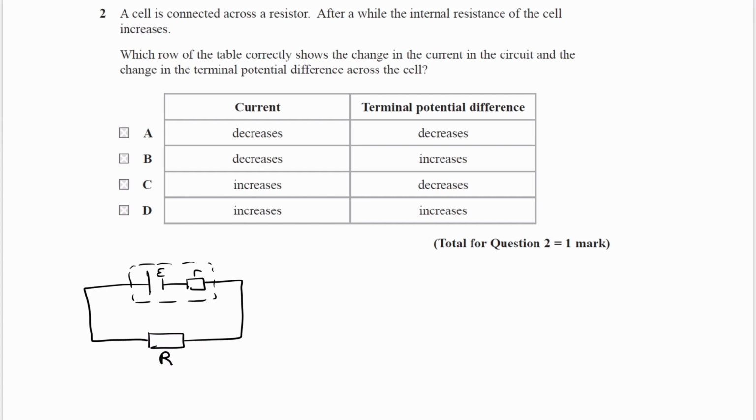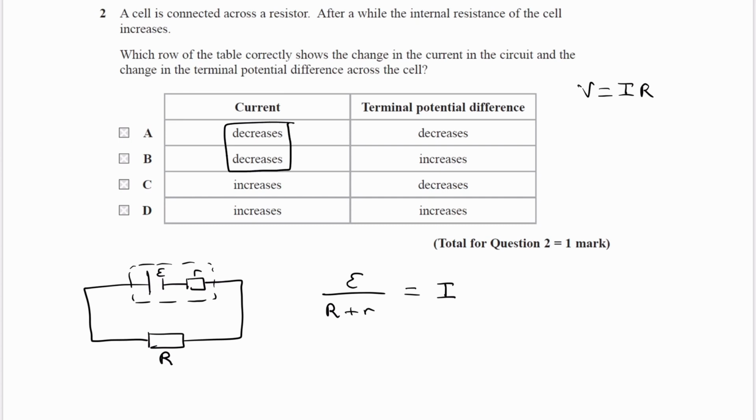So if we increase the total resistance by increasing the internal resistance, we will decrease the current, because the current is equal to the EMF divided by capital R plus lowercase r, which is the total resistance. And that's just a rearrangement of the equation V is equal to IR. So if our resistance increases, our current will decrease. So it's either going to be A or B.